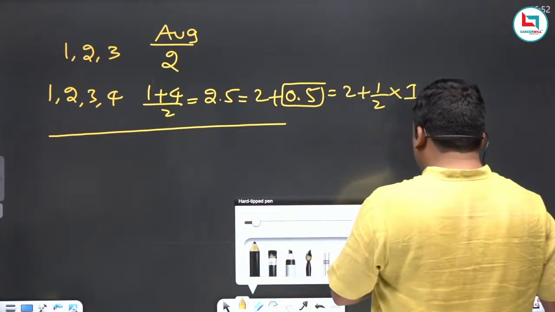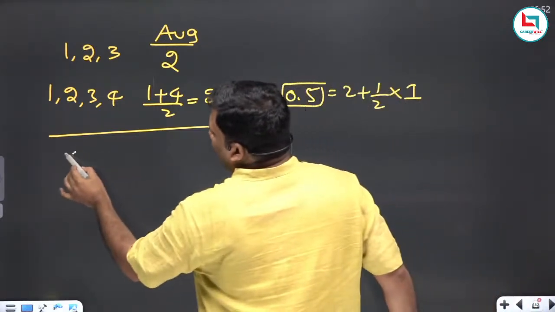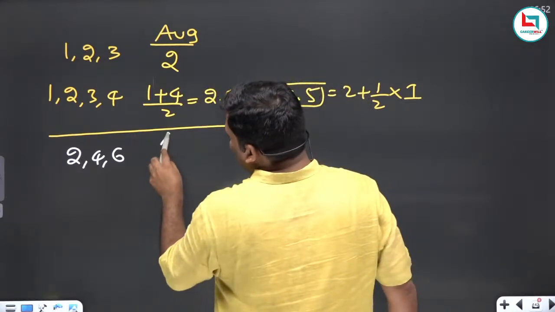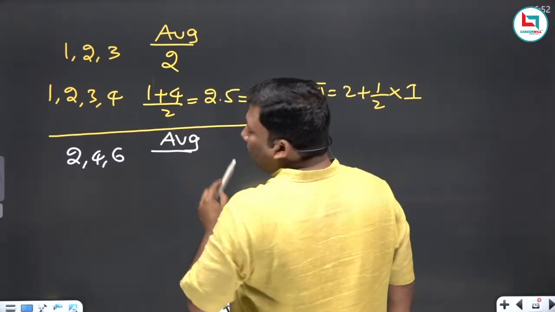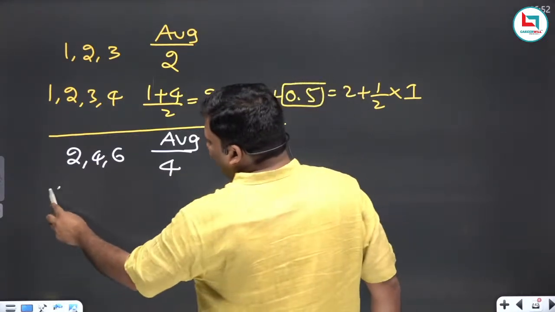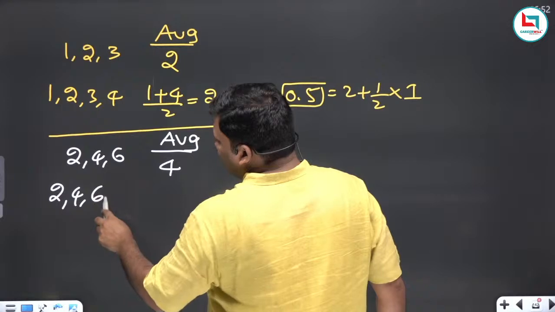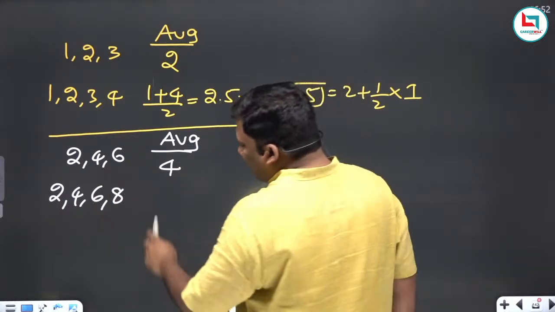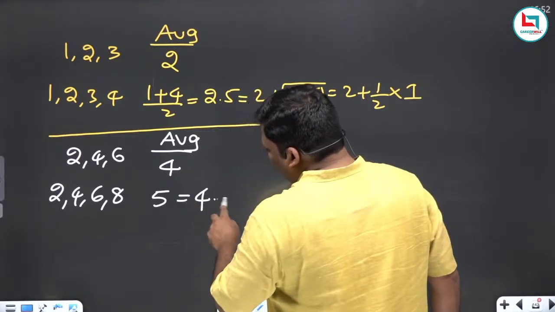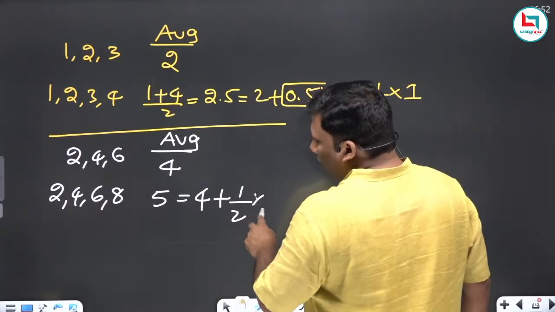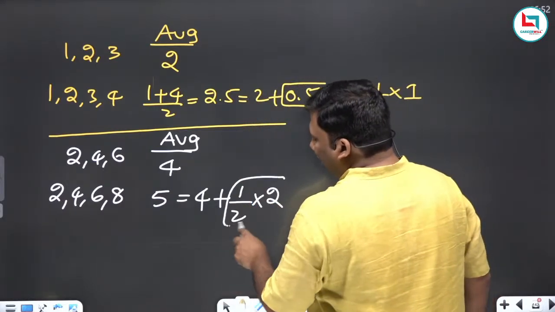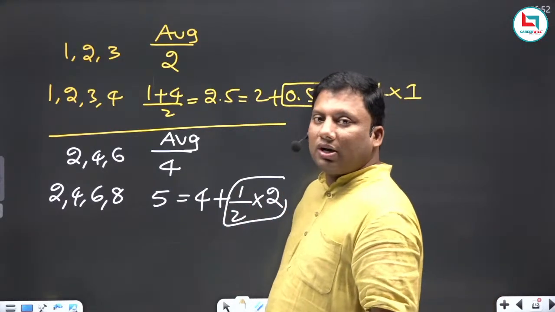Let me take the difference as 2. 2, 4, 6. What is the average? 2 plus 6 by 2, 8 by 2. It is 4. If it is 2, 4, 6, 8, average is 2 plus 8, 10 by 2, 5. This can be written as 4 plus half into the difference between the numbers. The difference is 2. Half into 2, it is 1. 1 plus 4, it is 5.